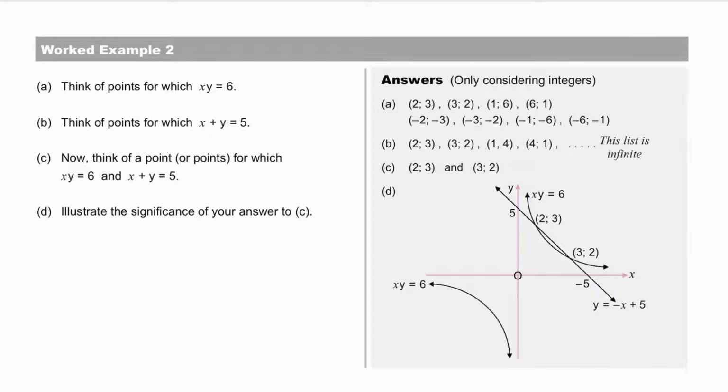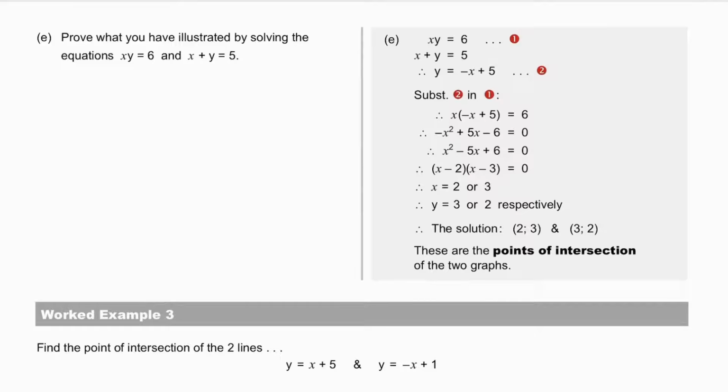Could you think of points (x, y) for which xy equals 6? Could you think of points (x, y) for which x plus y equals 5? And can you now think of a point or points for which they will be satisfied simultaneously? In other words, the product of x and y will be 6, as well as the sum of x and y being 5. Were you able to illustrate your findings graphically? And now, algebraically, could you confirm your results by solving the two equations simultaneously?